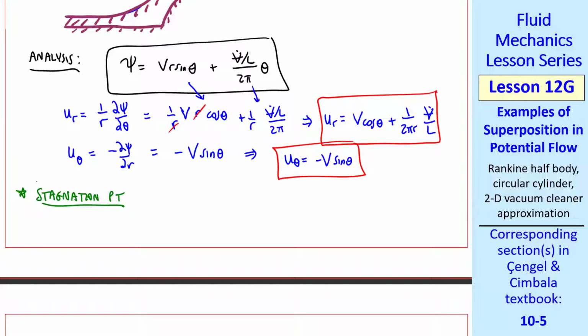We can find the location of the stagnation point, which by definition is the point where the velocity is 0, so the two components of velocity have to be 0.